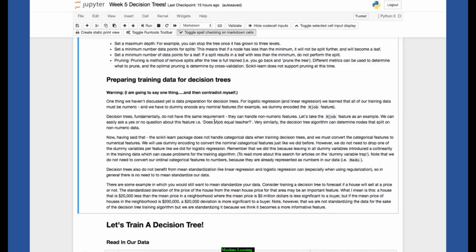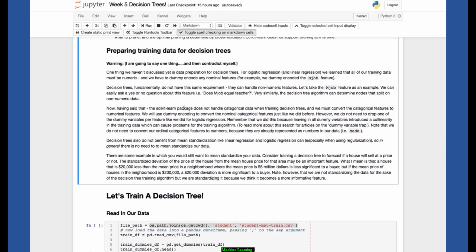So now, having said that, here I'm going to contradict myself. The scikit-learn package itself does not support categorical data that are represented as words. So for that reason, because we're using scikit-learn, we still have to convert our data to numerical data. And we want to do it in the exact same way, or almost the exact same way that we did with logistic regression. So we want to use the dummy encoding for all the same reasons we did then. And if you want to review that, you can go back to those lectures.